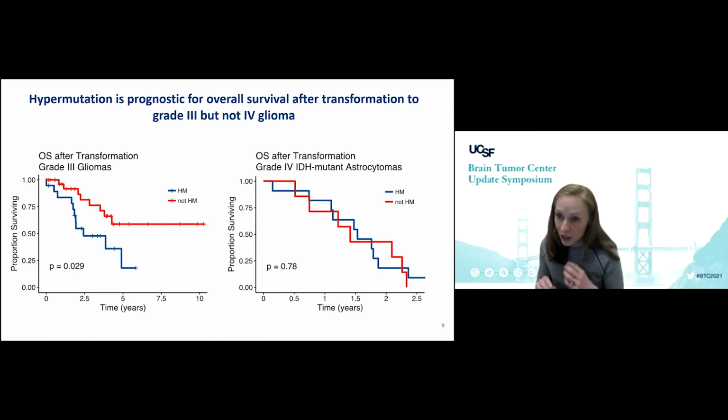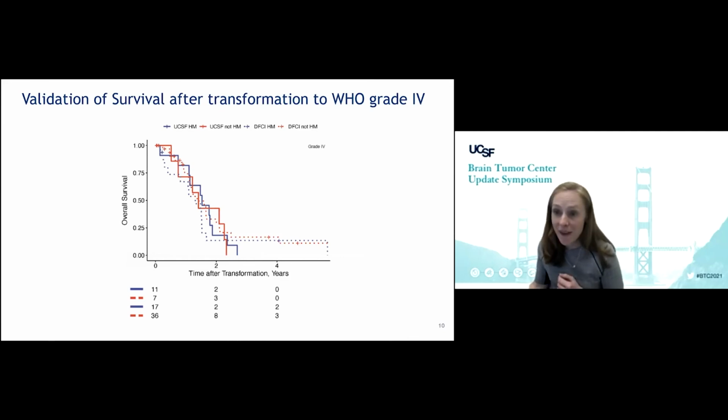Interestingly, when we started to look very specifically, we found that hypermutation was actually prognostic specifically in grade 3 disease. So if you transformed to a grade 3, your overall survival was worse if you were hypermutated. However, on the right of your screen, what you can see is if you transformed to grade 4, you had an equally poor prognosis. So once you developed grade 4 disease, hypermutation no longer remained prognostic. And again, this could be validated using the independent cohort from Dana-Farber, showing that these results really are validated.